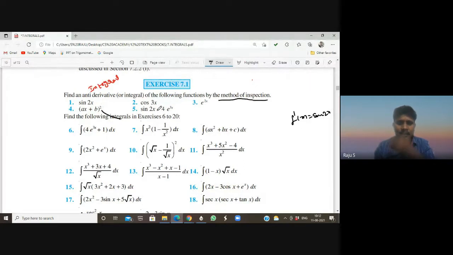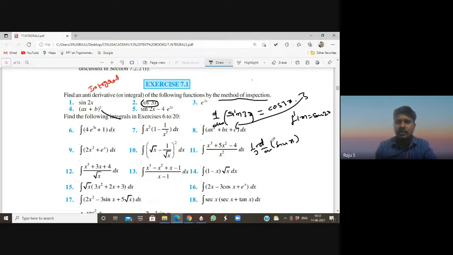Next, for example, cos 3x is there. Let us do one. Okay, cos 3x, you can try. In that case you have to take sin 3x. You differentiate this sin 3x, and we get cos 3x into 3. This 3 you can cross multiply. So 1 by 3 d by dx of sin 3x. This is the answer. This 1 by 3 you can take inside.